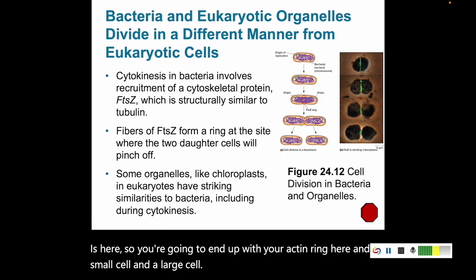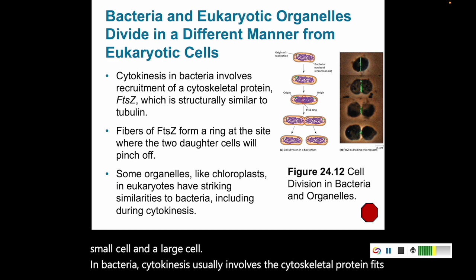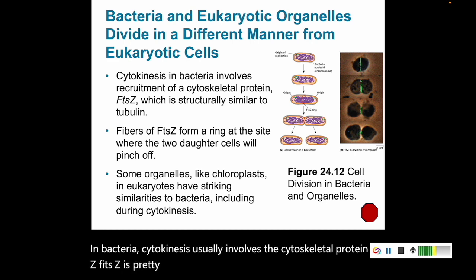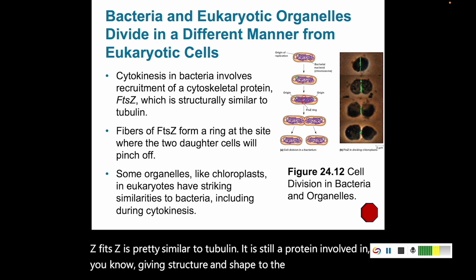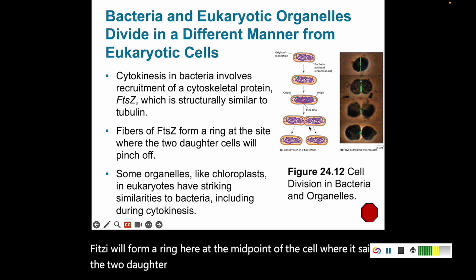In bacteria, cytokinesis usually involves the cytoskeletal protein FtsZ. FtsZ is pretty similar to tubulin. It is still a protein involved in giving structure and shape to the cell. FtsZ will form a ring here at the midpoint of the cell, so the two daughter cells can pinch off.